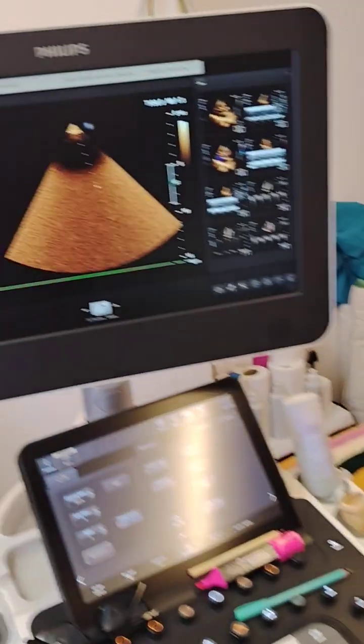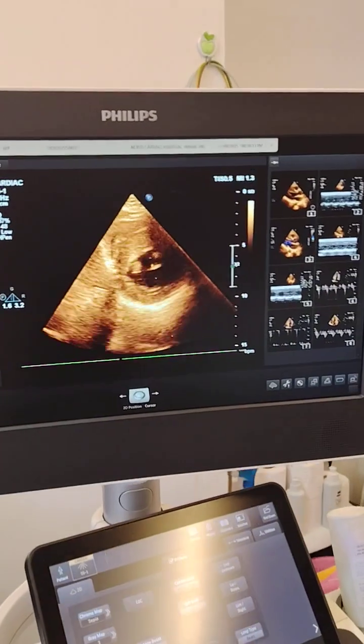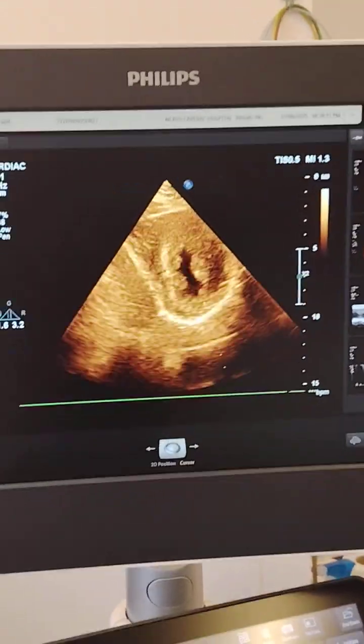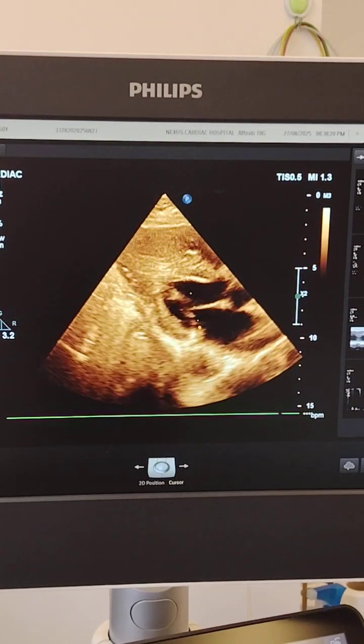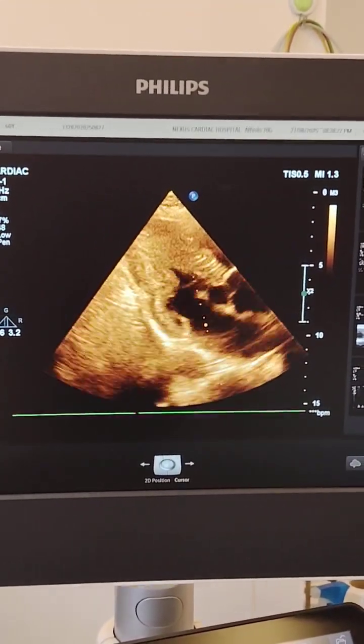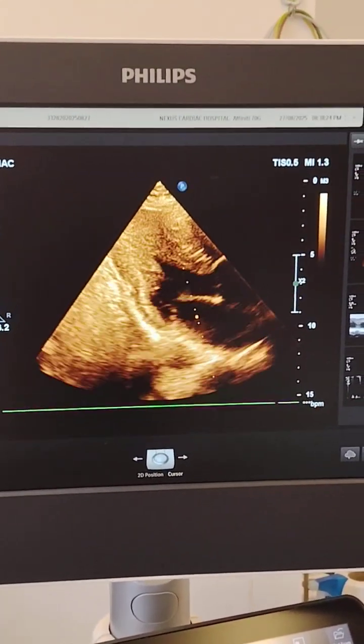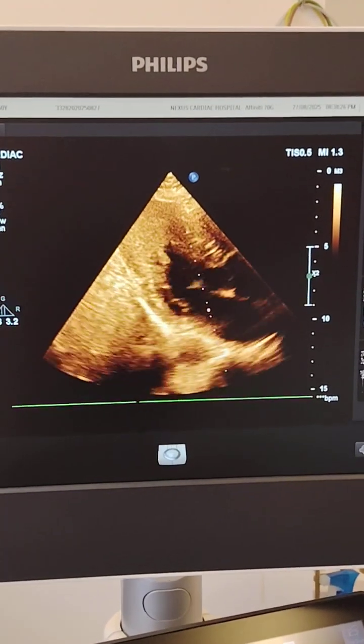But when we see the echo, the interventricular septum is significantly thickened near the apex. So this is hypertrophic cardiomyopathy, apical variant. So thank you all. Thank you very much.